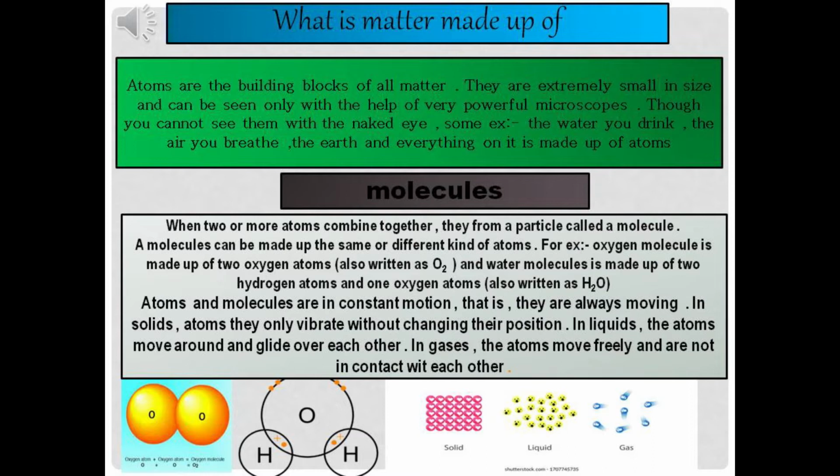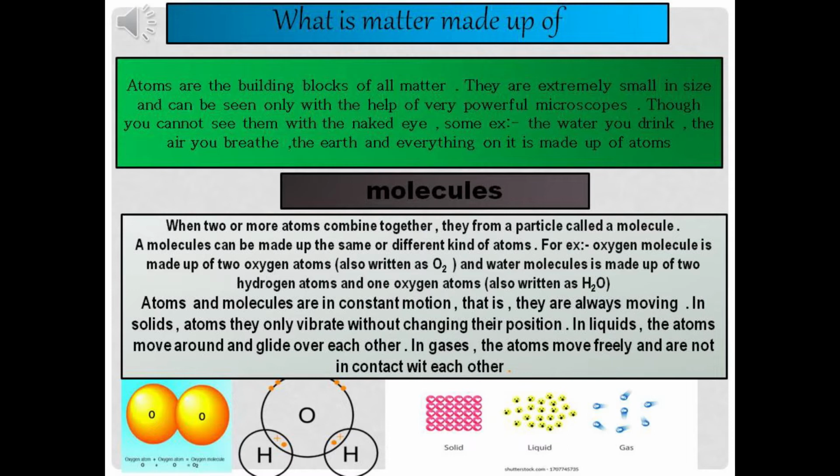What are molecules? When two or more atoms combine together, they form a particle called a molecule. A molecule can be made of the same or different kinds of atoms. For example, an oxygen molecule is made of two oxygen atoms, also written as O2. The water molecule is made of two hydrogen atoms and one oxygen atom, also written as H2O.